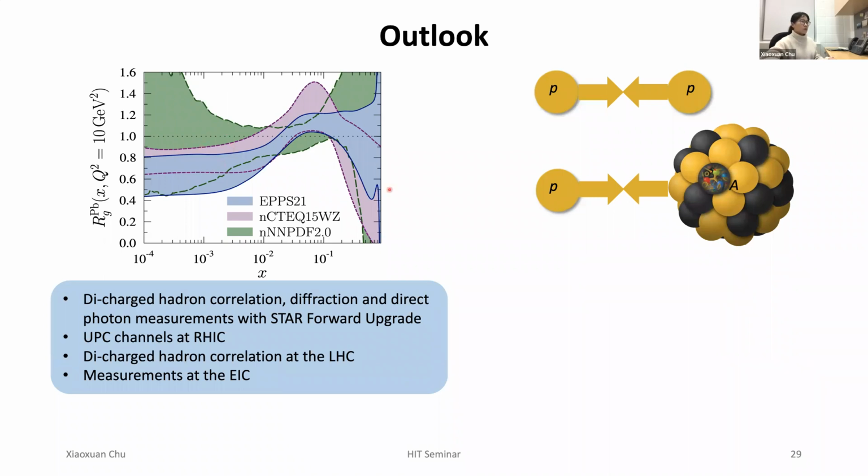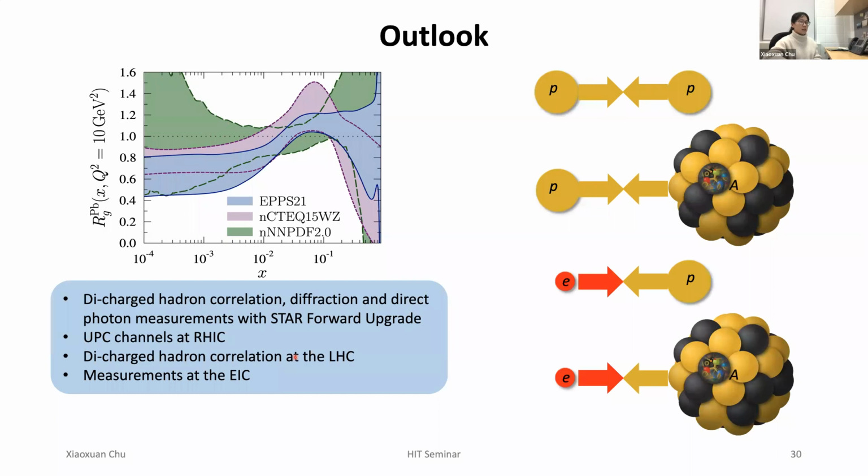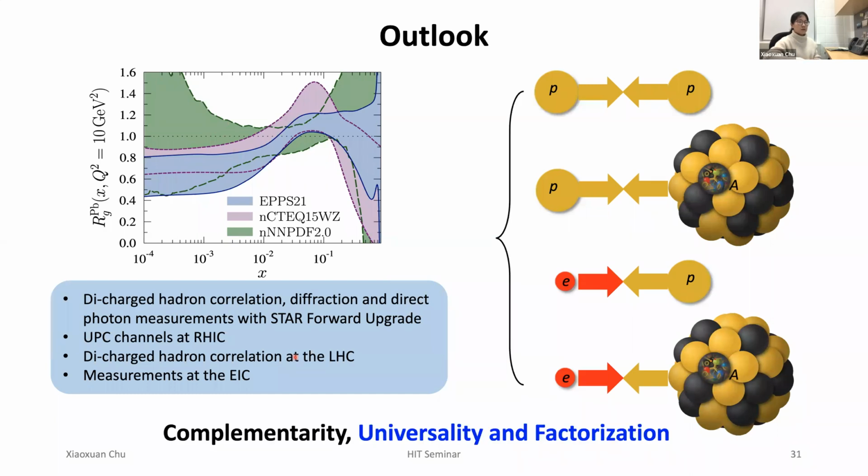And I talked about the possibility with the STAR forward upgrade and the UPC channels at RHIC, and also dijet production at RHIC and the future measurements at the EIC in ep and eA collisions. By combining all of the data, we can really study the complementarity, universality and factorization. So that's all from my side.